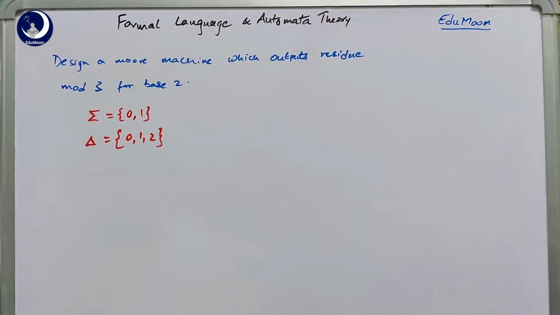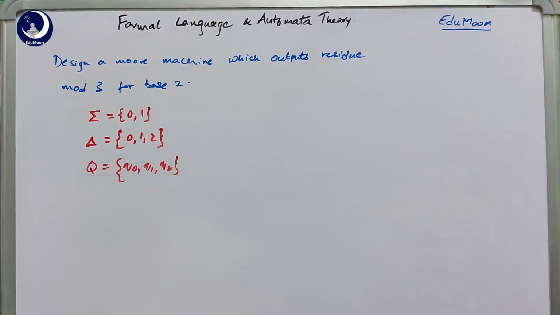So we conclude our sigma as 0, 1 from the given data as base 2. Therefore we get 2 symbols here, and for the output symbol it is given as mod 3, so delta is equal to 0, 1 and 2. Now we conclude the set of states capital Q is equal to Q0, Q1, Q2, because in a Moore machine the output is with respect to the states. Since we have 3 outputs, we definitely require at least 3 states. So here we take Q0, Q1, Q2 as 3 states, and we follow the diagram as follows.